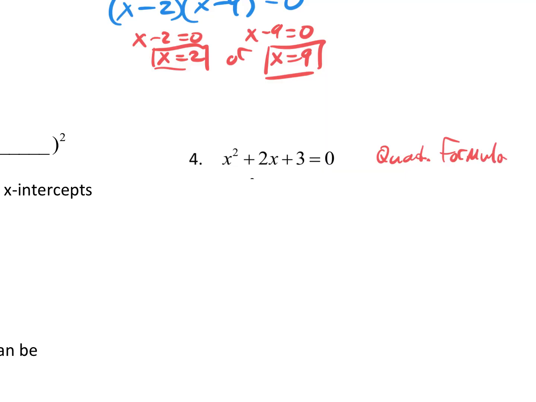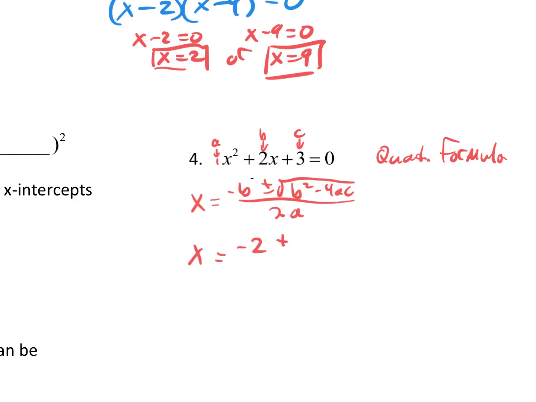So we want to have that memorized. It's x equals negative b plus or minus square root b squared minus 4ac all over 2a. Okay, so first of all, it's got to be equal to 0 like it already is. We have the a value, which is 1. We have the b value, 2, and the c value, 3. And so we're going to substitute those things here.